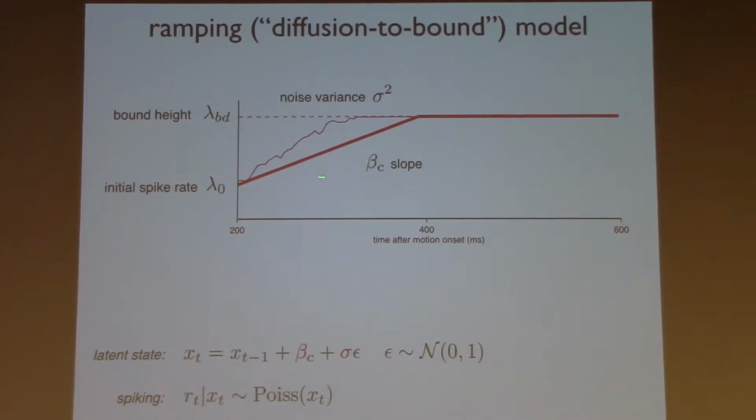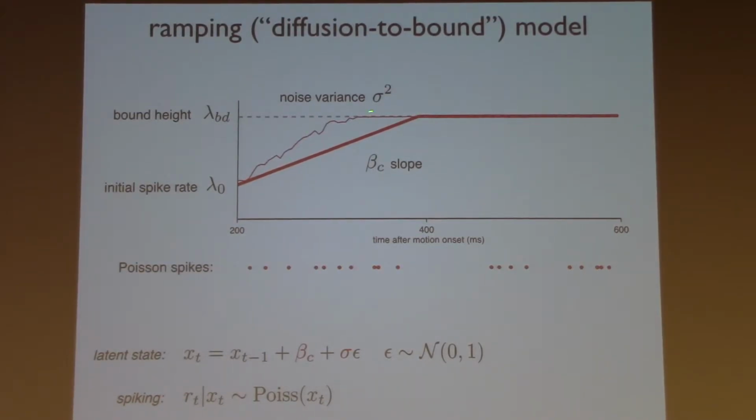And what we say is that on every trial, the latent state evolves according to a Gaussian random walk. So we have x of t is equal to x of t minus 1 plus beta. So that's the slope per unit time plus some noise. The other parameter is sigma squared here, which determines the variance of that noise. All right, so this is a model of the latent process, and then the second part is the mapping from the latent process to the spikes. And we're just going to assume that that's a Poisson process.